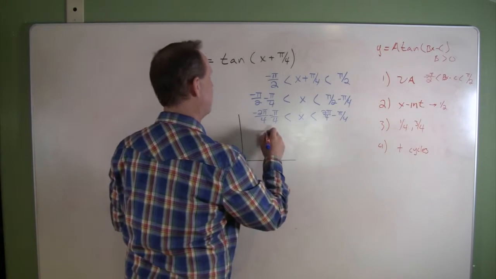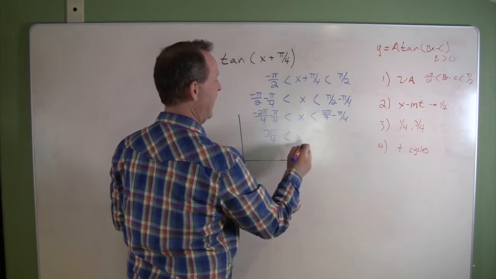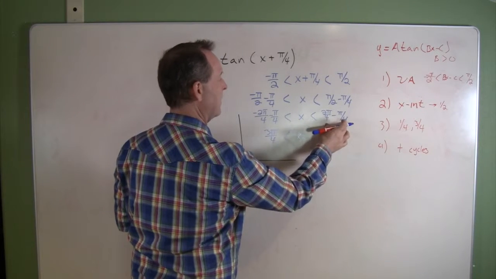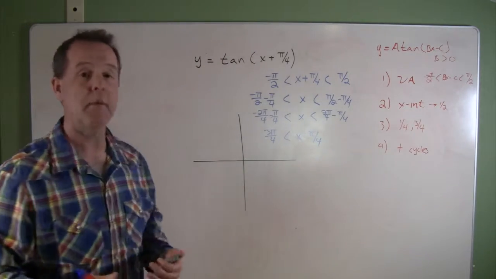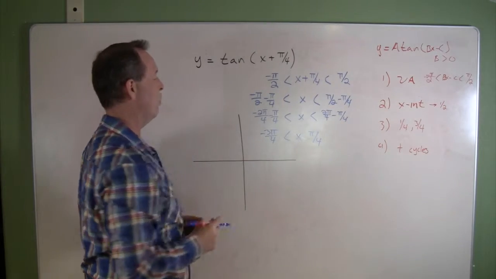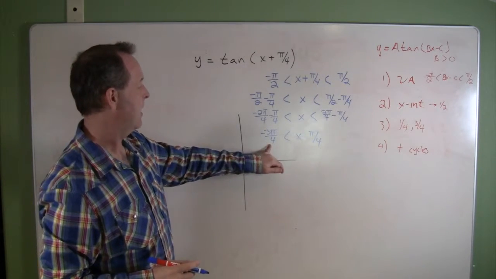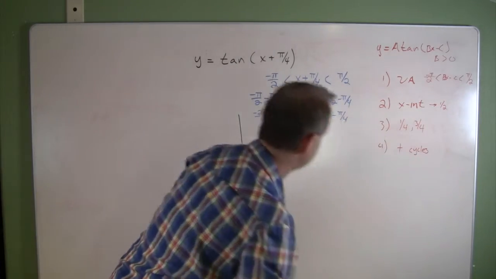This gives me a 3 pi over a 4 less than x, and over here it gives me a pi over a 4. So there are my two consecutive vertical asymptotes. Whoops, that's a negative. I have one at negative 3/4 pi and one at a positive quarter pi.